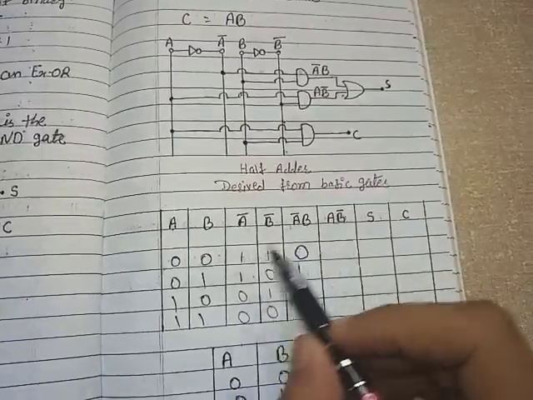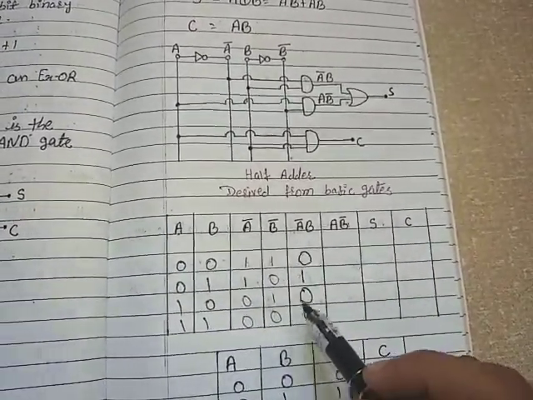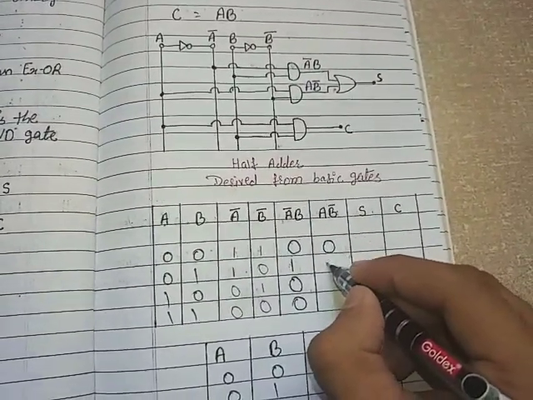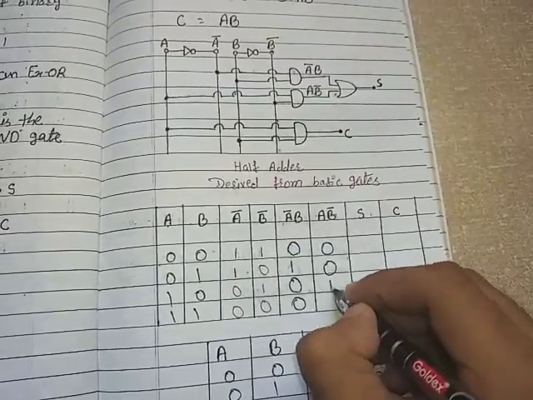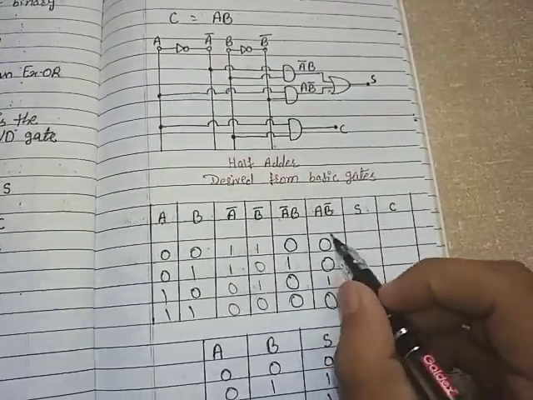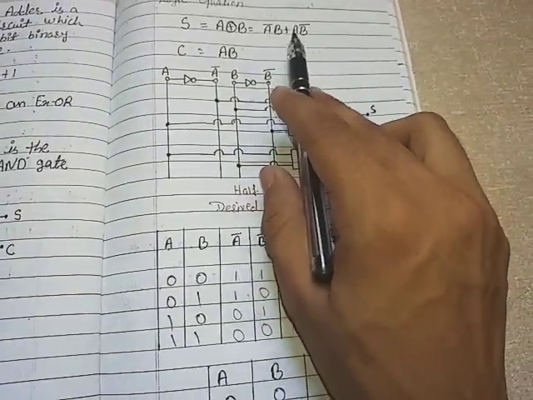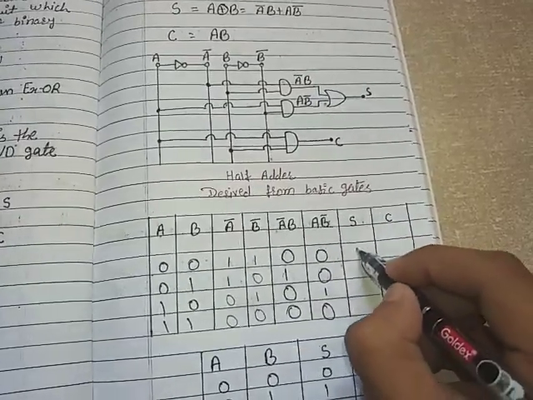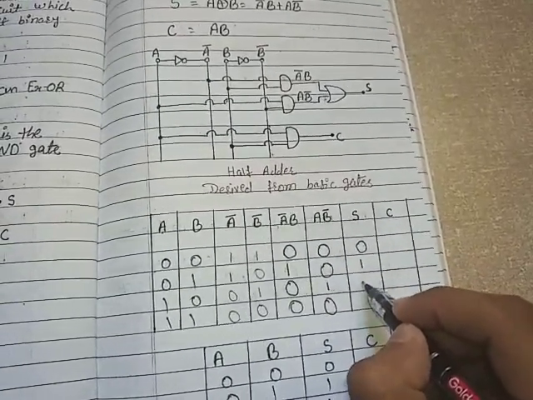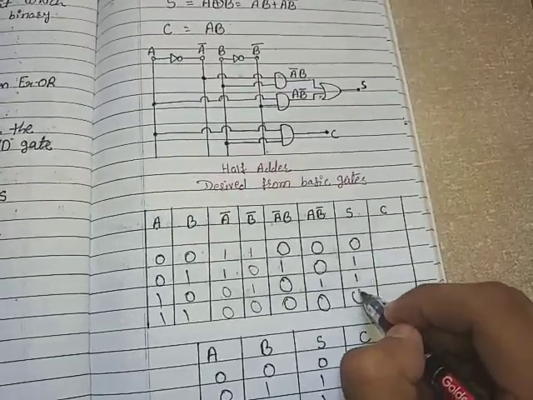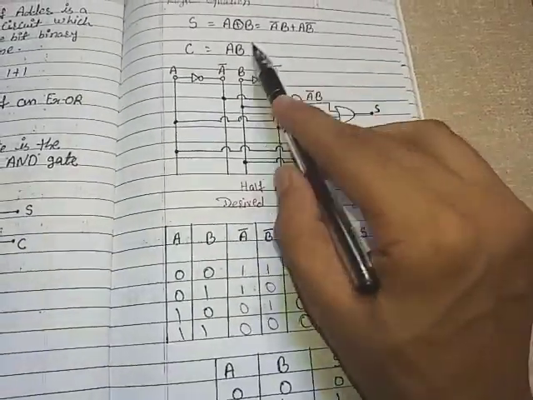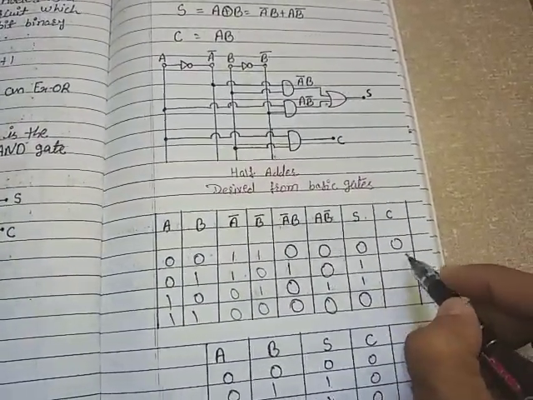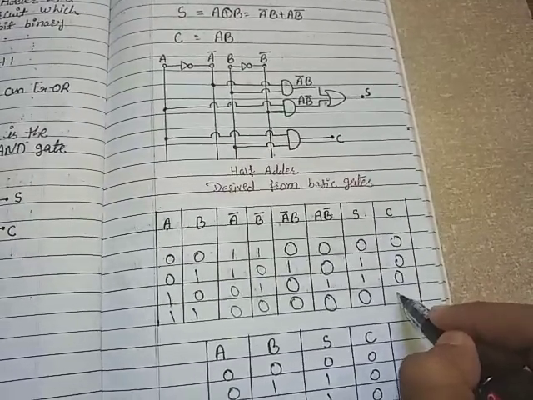Then we require A B bar. Here is A, here is B bar. So 0 and 1 gives 0, 0 and 0 gives 0, 1 and 1 gives 1 and 1 and 0 gives 0. Then for sum we require A bar B plus A B bar, that is OR operation of these two columns. So 0 plus 0 is 0, 1 plus 0 is 1, 0 plus 1 is 1 and 0 plus 0 is 0. Now for carry operation we require A dot B. Here is A, here is B. 0 0 gives 0, 0 1 gives 0, 1 0 gives 0 and 1 1 gives 1.